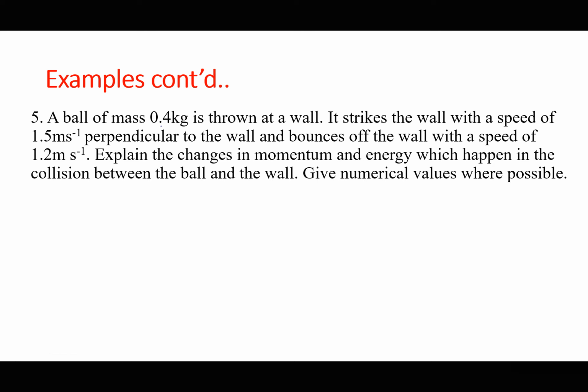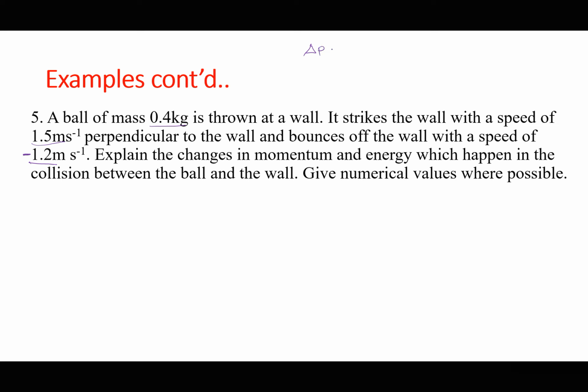A ball of mass 0.4 kilograms is thrown to a wall. It strikes the wall with a speed of 1.5 meters per second perpendicular to the wall and bounces off the wall with a speed of 1.2. So that means this speed is going to be negative because it bounces off. So the two speeds cannot be in the same direction. Explain the changes in momentum and energy which happen in the collisions between the ball and the wall. Give numerical values.